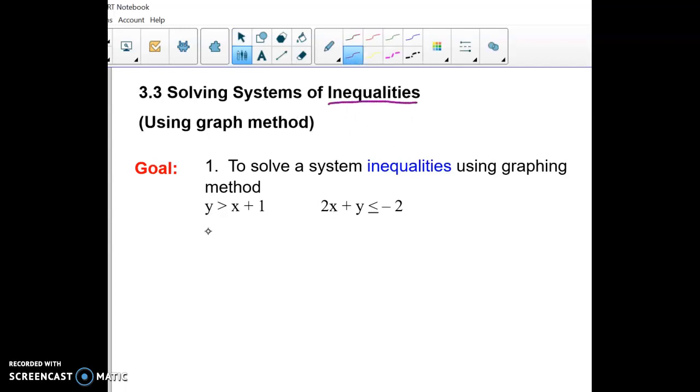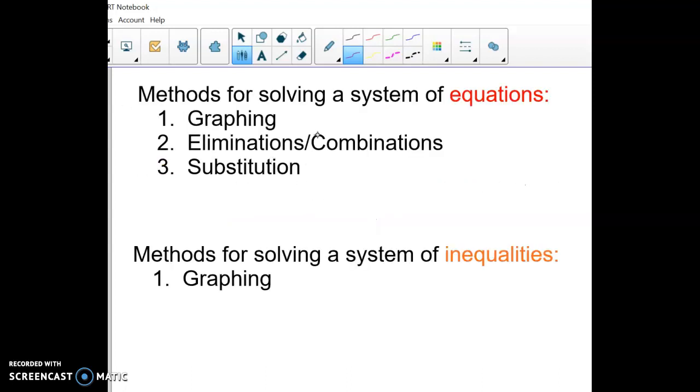Alright, so far what we've done is solve a system of two equations. All that changes in section 3.3 is that now they're inequality symbols, and we're only going to have one method. Previously, when we solved systems of equations, we had three different methods, one of which was graphing. Basically you just graphed them and figured out where they crossed. The only method we're going to have for inequalities is this graph method. So we're going to be graphing again, but it's going to look a little different because it's inequalities this time instead of equations.